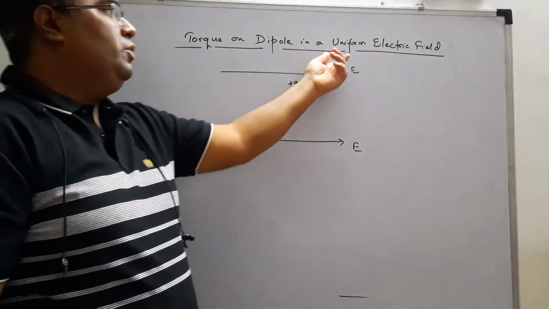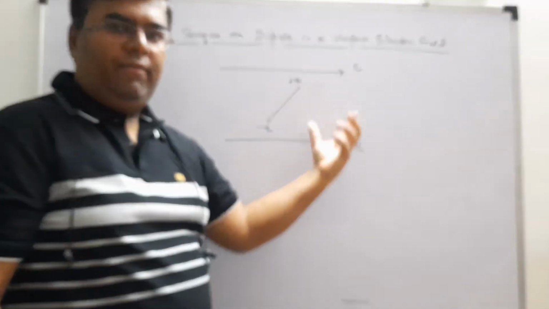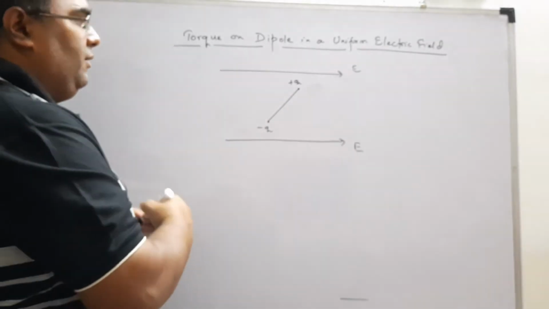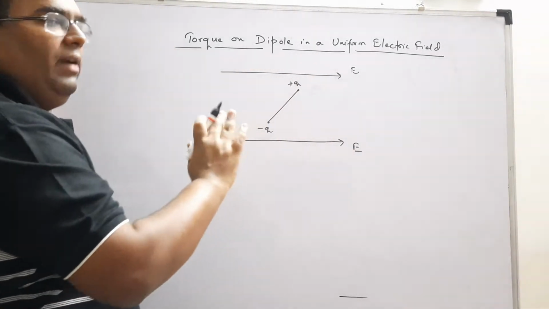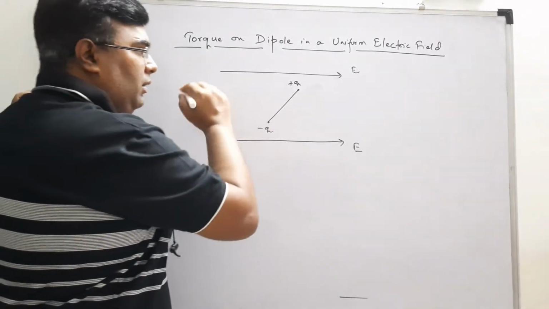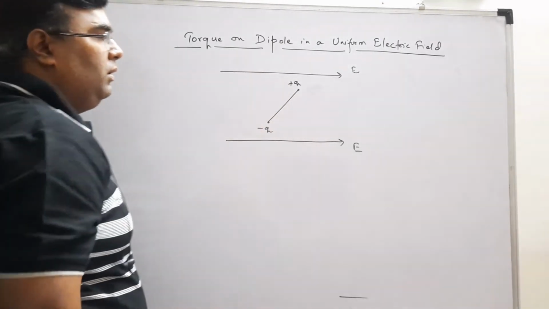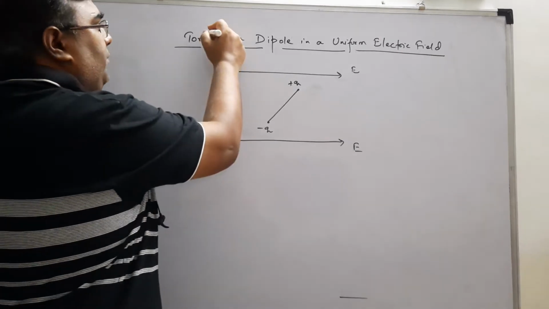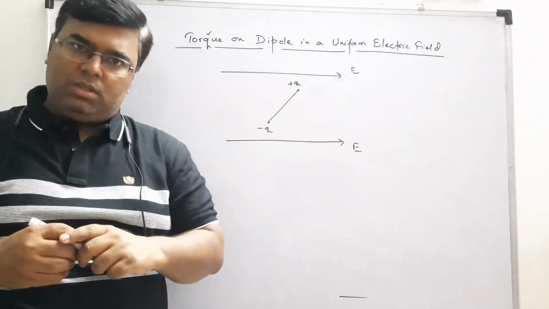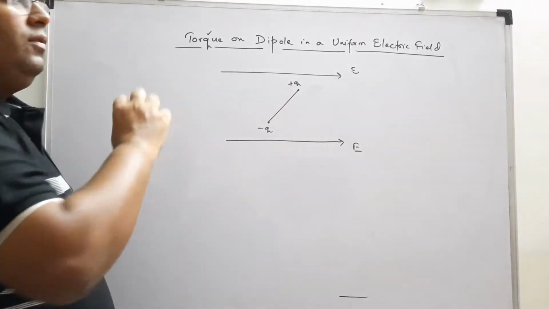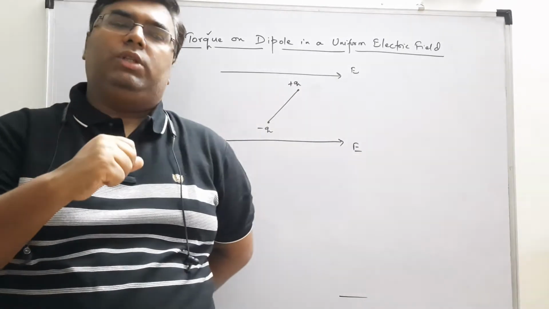Okay, it is uniform, which means the same everywhere, right? I have just drawn two lines to show that the electric field is here. Actually, lots of lines can be shown. Okay, now what is torque? Torque is basically similar to force, but the action of torque is to rotate an object.